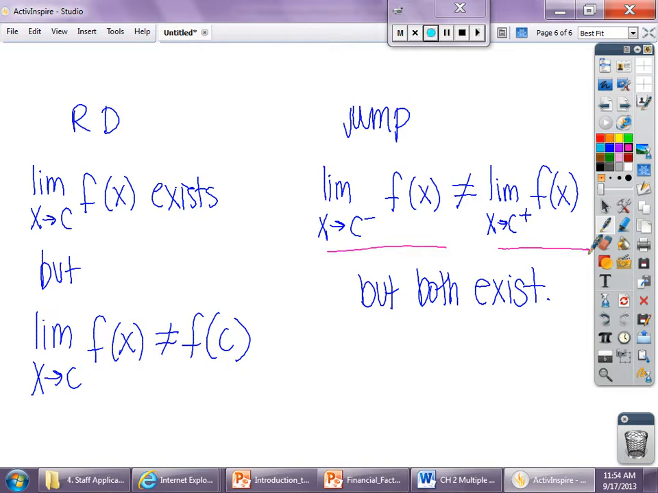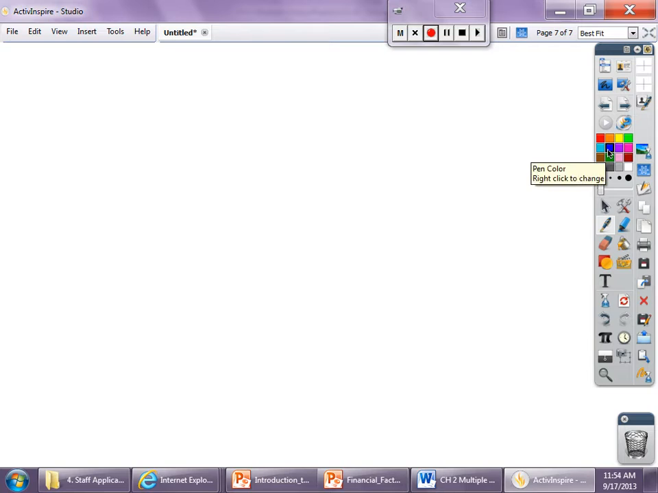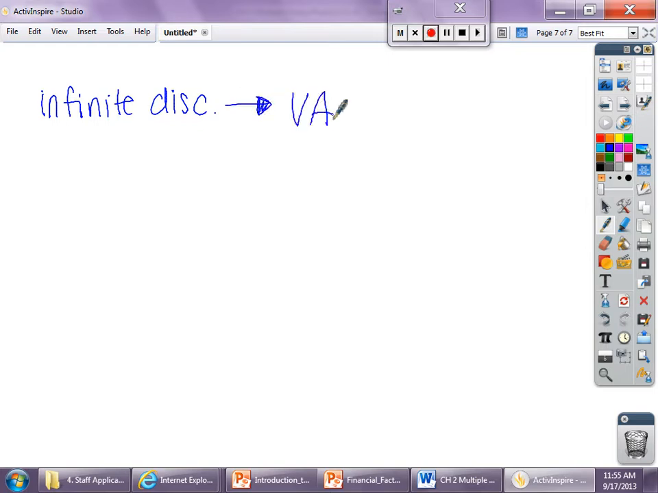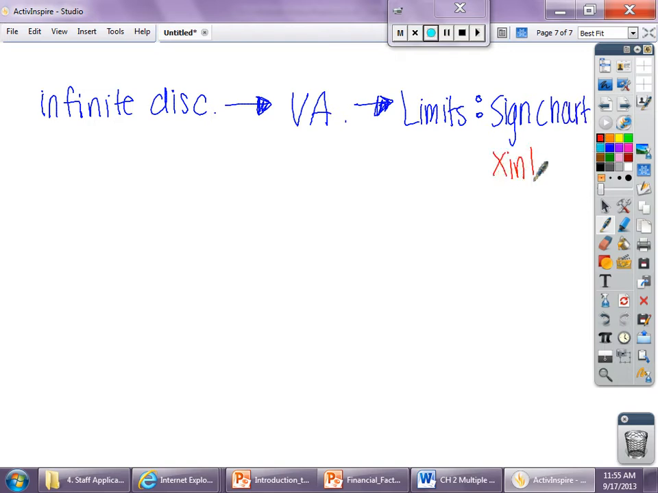Okay. Let's see. Then we got our infinite, and I'm not going to do too much detail. Infinite discontinuity, that's the same exact thing as a vertical asymptote. And whenever you're asked to do limits, you do a sign chart. We did that together yesterday. And when you do a sign chart, you need x-intercepts and vertical asymptotes. They're the same thing, vertical asymptotes and infinite discontinuity. So, how do you find an infinite discontinuity?